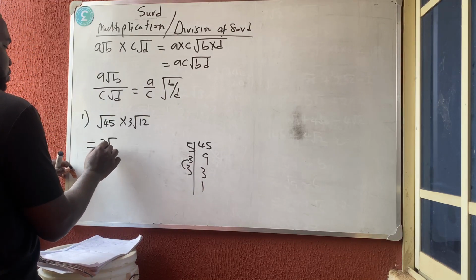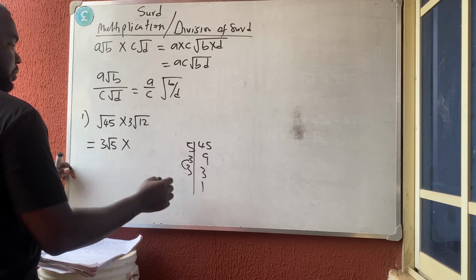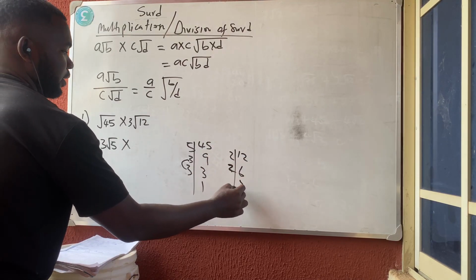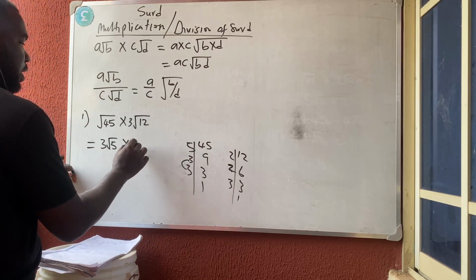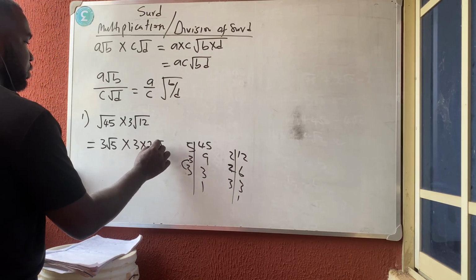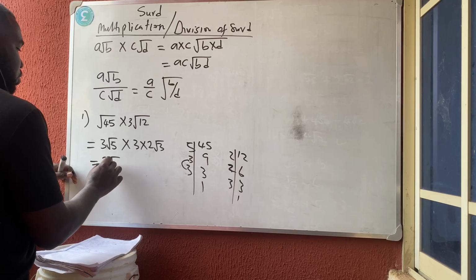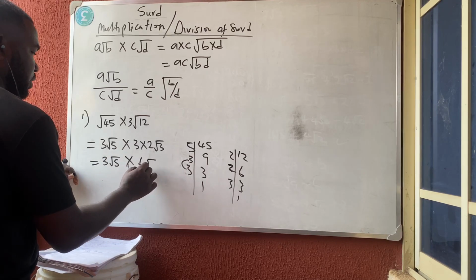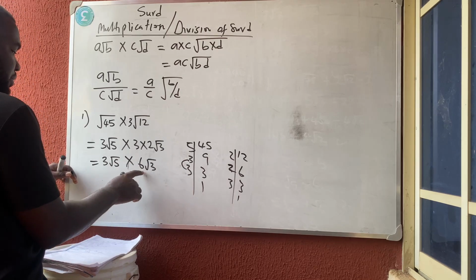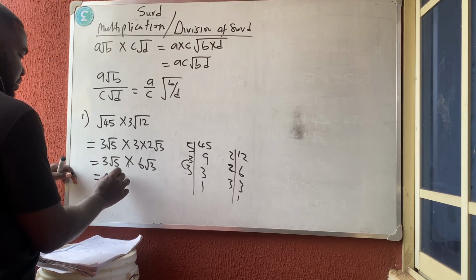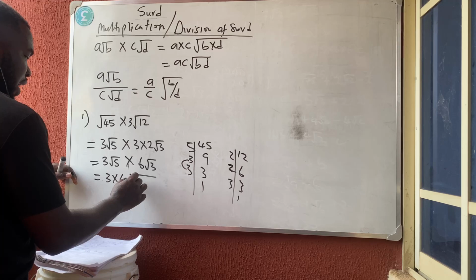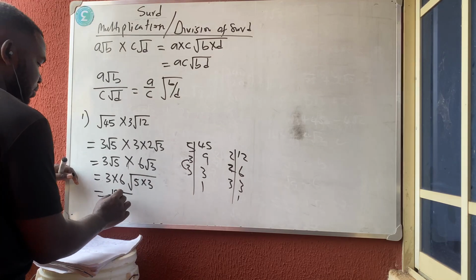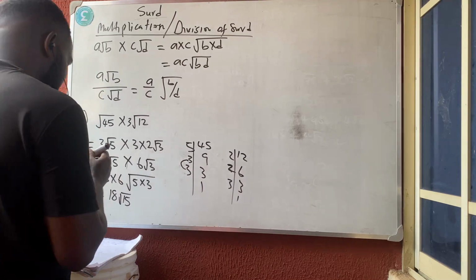So I have 3 root 5 times 12. 2 divide 6, 2 divide 3, 3 divide 1. So 3 is already here, times 2 root 3. So what do we have now? 3 root 5 times 6 root 3. So 3 will times 6, while 5 will times 3 inside. So what do we have now? 18 root 15. As simple as that.